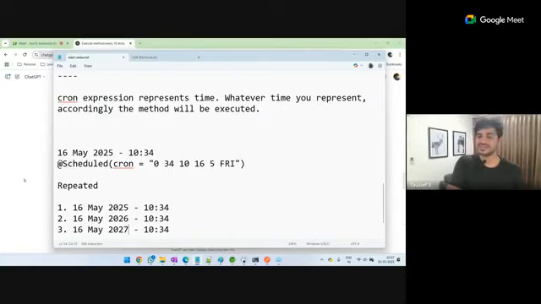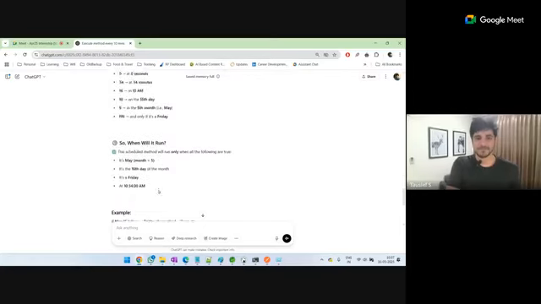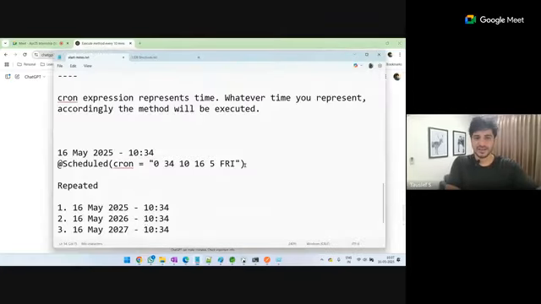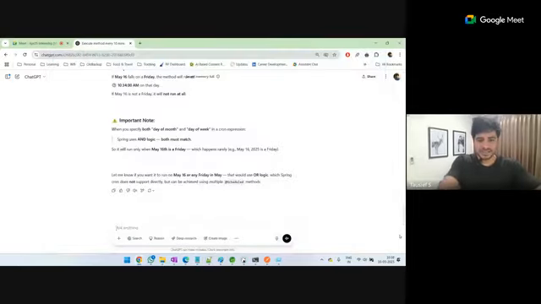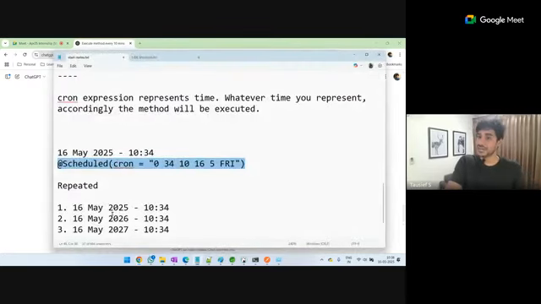Okay, now we ask this AI again, for this expression, give us the first 5 occurrences. But you need to understand, if next year it's not a Friday, it will not execute. So this Friday is adding a further condition on the time part. For now, just understand this. Friday is adding another condition. Okay, it has to be this date and time, but it has to be Friday also. Then we are going to execute it.